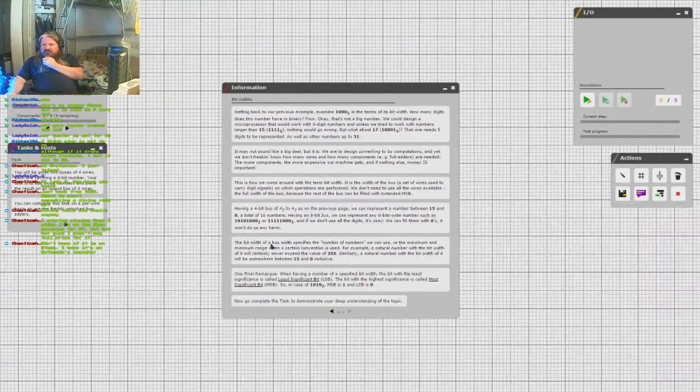The bit width of a bus specifies the number of numbers we can use, or the maximum and minimum range when a certain convention is used. For example, a natural number with a bit width of 8 will certainly never exceed the value of 255. Similarly, a natural number with a bit width of 4 will be somewhere between 15 and 0 inclusive.